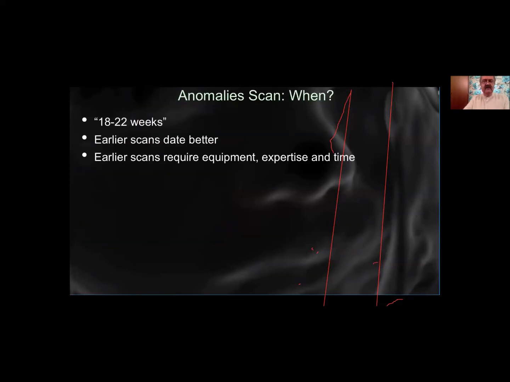Now, when should this scan be done? 18 to 22 weeks is a good time, and the later we do it, closer to 22, we do realize we see a lot more, and embryology also moves on, so structures get a little bigger. Some structures like the corpus callosum will become complete. The posterior cranial fossa might become more clear. Cardiac anatomy might become better. There's no doubt that earlier scans are desirable, but earlier scans require equipment, they need expertise, they take time, and therefore that is the downside.